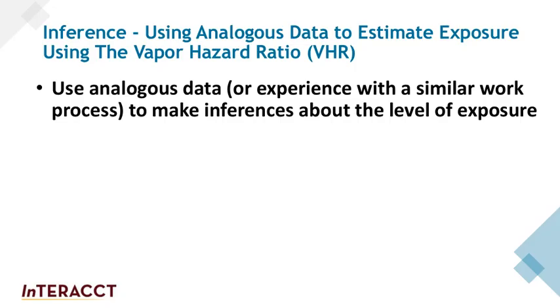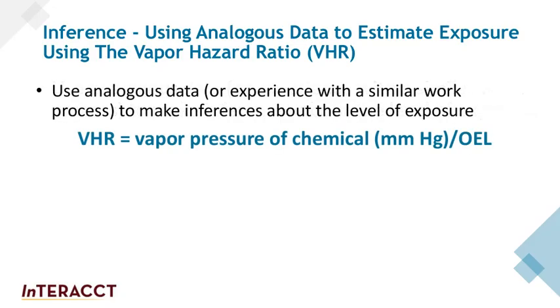Then that relationship and data can be leveraged to estimate exposure for the other chemical that is used under the same level of controls. To illustrate this concept, we'll use the vapor hazard ratio, or VHR, to leverage data on cyclohexane exposures in a specific process area to estimate exposure to methyl ethyl ketone in the same process area. The VHR is the ratio of the vapor pressure of the chemical, expressed in millimeters of mercury, to the occupational exposure limit. In this example, we'll use the ACGIH threshold limit value, or TLVs, as the reference exposure limits.